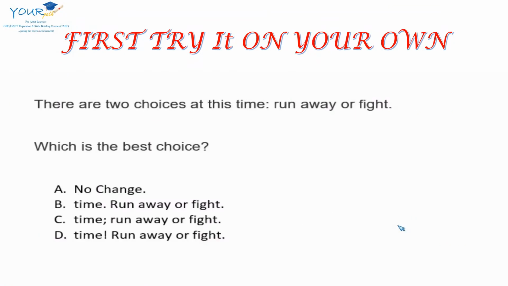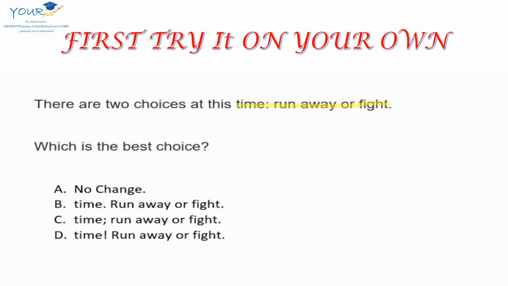So now, in order to solve this particular problem, the first thing that you want to do is make sure that you're clear about what the question is asking you to do. So here we have what is the best choice, and then we're led to these options. We have four available options, and if you pay close attention to your options, you'll see that they are directing you to a specific place in your statement. And that specific place is right here where it says time, colon, run away or fight. So we're going to highlight that portion of the statement.